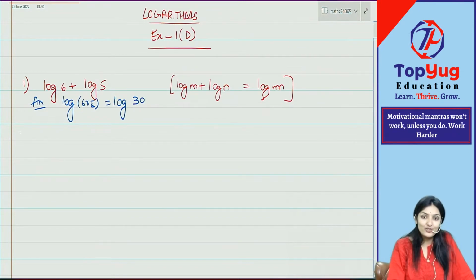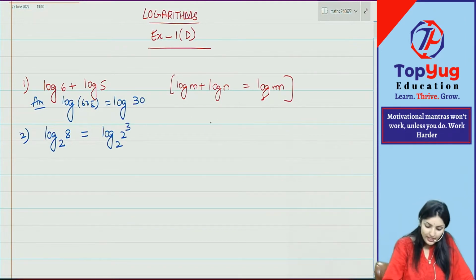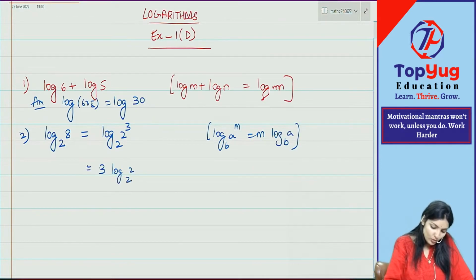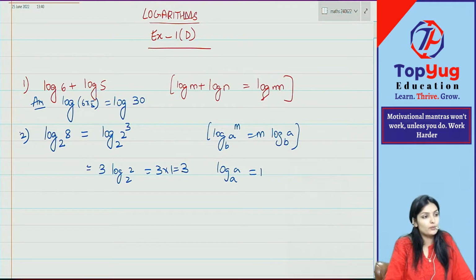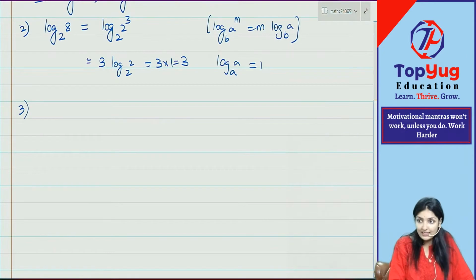Yeah, louder. I didn't hear you. Someone said something now. Now, log 8 to the base 2. Very smart people. So I can write log a to the power m to the base b as m log a to the base b. So basically this is 3 into log 2 to the power 2. Now log a to the base a is 1. So 3. Yes, very good. So is it easy now? Seeming easy, right?